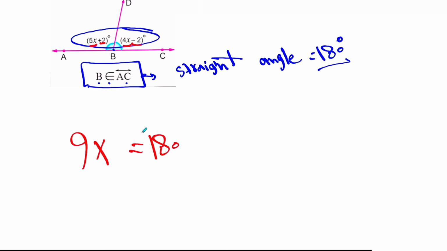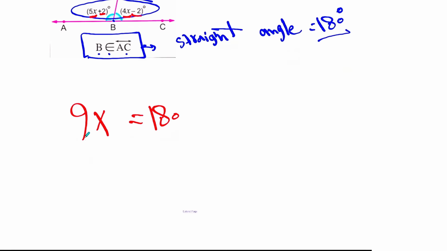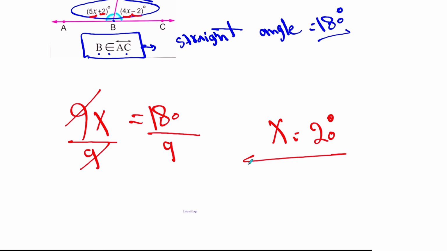Therefore, to solve for x, we divide both sides of the equation by 9. So x becomes 180 divided by 9, a straightforward calculation. Let's truly learn something valuable from this operation here.